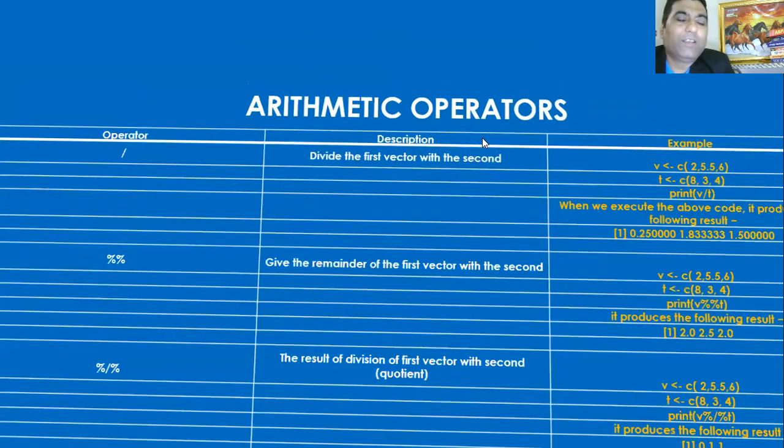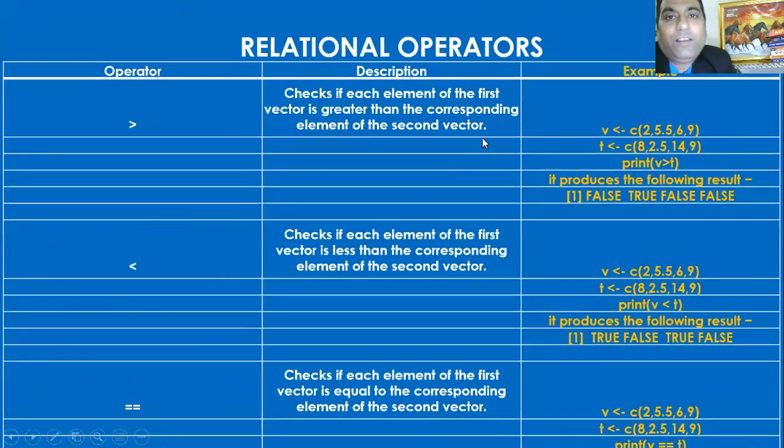The next is relational operators. So what are relational operators? We can say, see, this is the greater than sign and the second is the less than sign. You can say this is also used as an assignment operator. So there are two assignment operators.